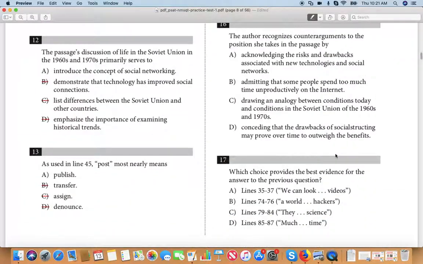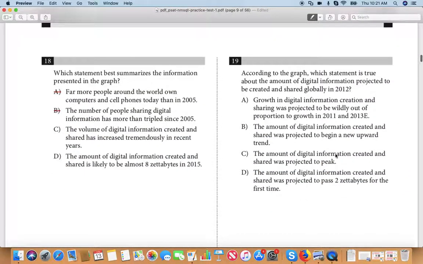And do you see the difference there? Even though A and B sound kind of good, there's just no evidence for the number of computers and cell phones. It's just not in the chart. The number of people sharing, this is not in the chart. C looks pretty good. Let's leave it. Go ahead and read D for me, please.